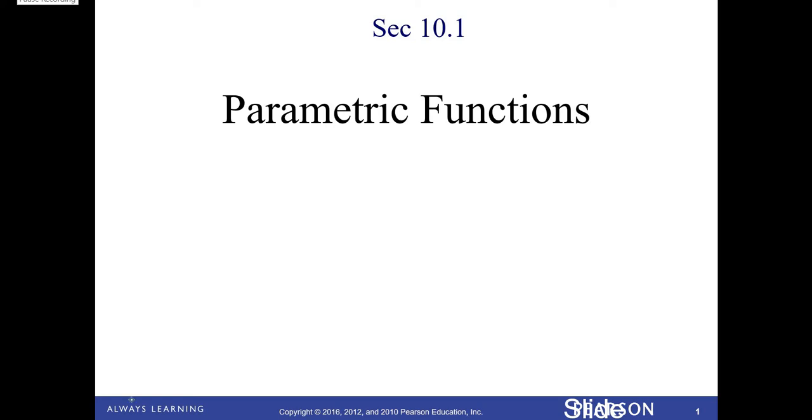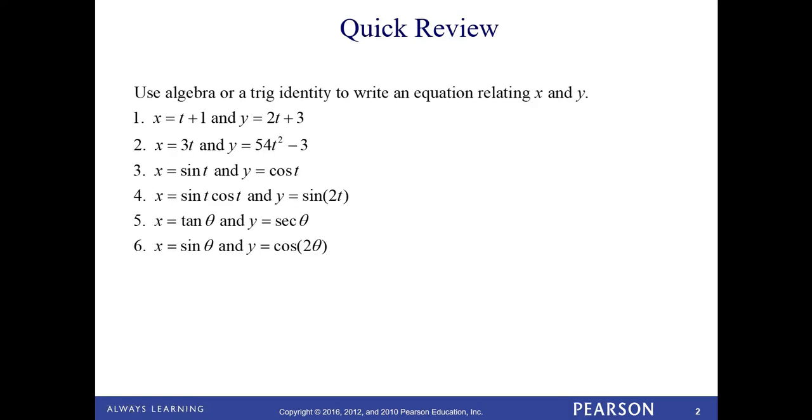Section 10.1 is parametric functions. So we're going to start by doing a review of changing parametrics using algebra or trig to write an equation relating x and y. So let's look at number 1. We have x equals t plus 1, y equals 2t plus 3.